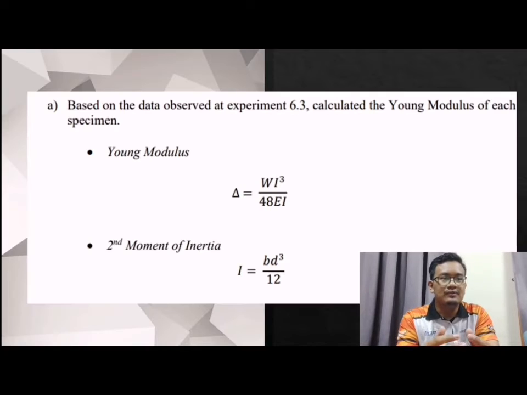I'm going to talk about the calculation for experiment 3, which is bending of beam. Based on the data observed in experiment 6.3, calculate the Young modulus of each specimen. The formula is beam deflection equals weight multiplied by length to the power of 3, divided by 48 multiplied by Young modulus multiplied by moment of inertia. Another formula is the second moment of inertia equals width multiplied by height to the power of 3, divided by 12.